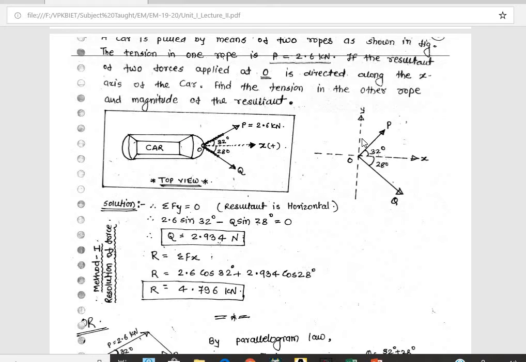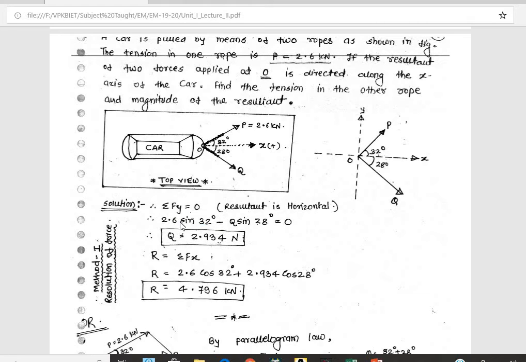Now we have to draw the free-body diagram. This is point O. This is P. This is Q. Okay, now see the solution. Fy is equal to 0 because the resultant is horizontal. See, this is the condition. In the problem image, if the resultant of the two forces is directed along the x-axis, it means summation Fx is equal to R. So Fy is equal to 0.